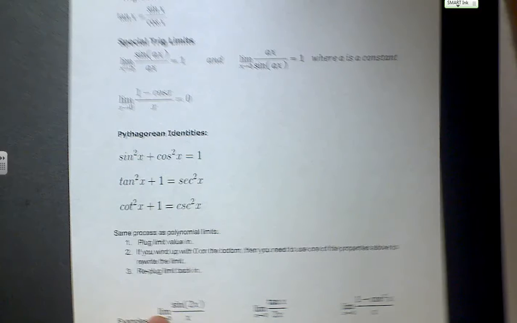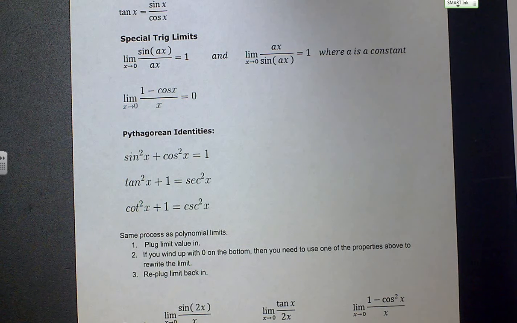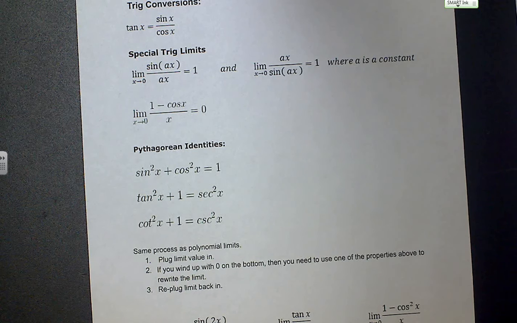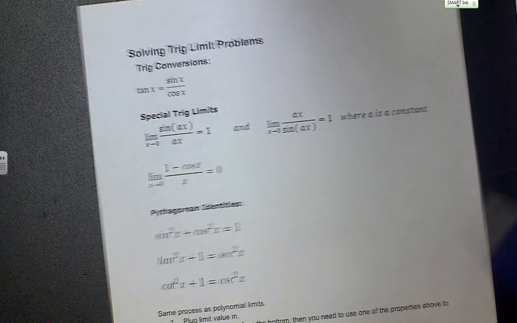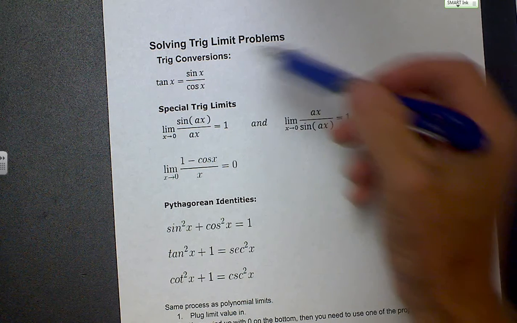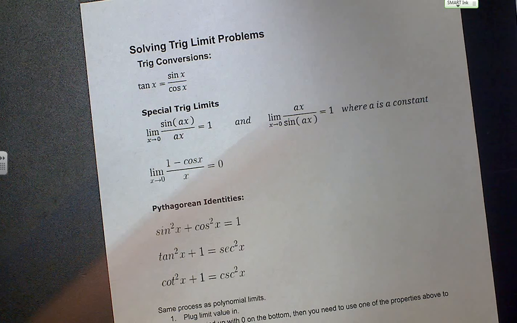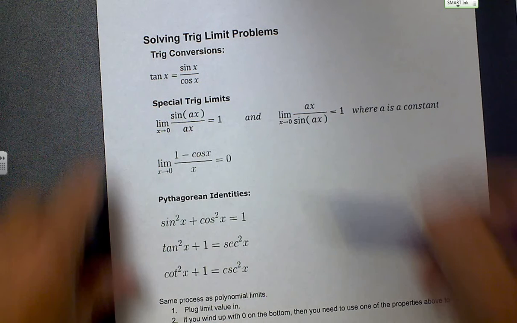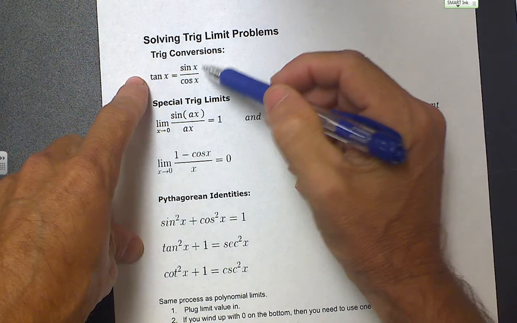Second thing we'll do today is practical trig limits. We've been doing a lot of polynomial limits. Let's do a couple trig limit problems. So on the trig limits, a couple conversions you need to know about. First off, if you're seeing tangent, you probably need to rewrite that as sine over cosine. And the reason you need to rewrite that as sine over cosine is because we have these special trig limits right here.